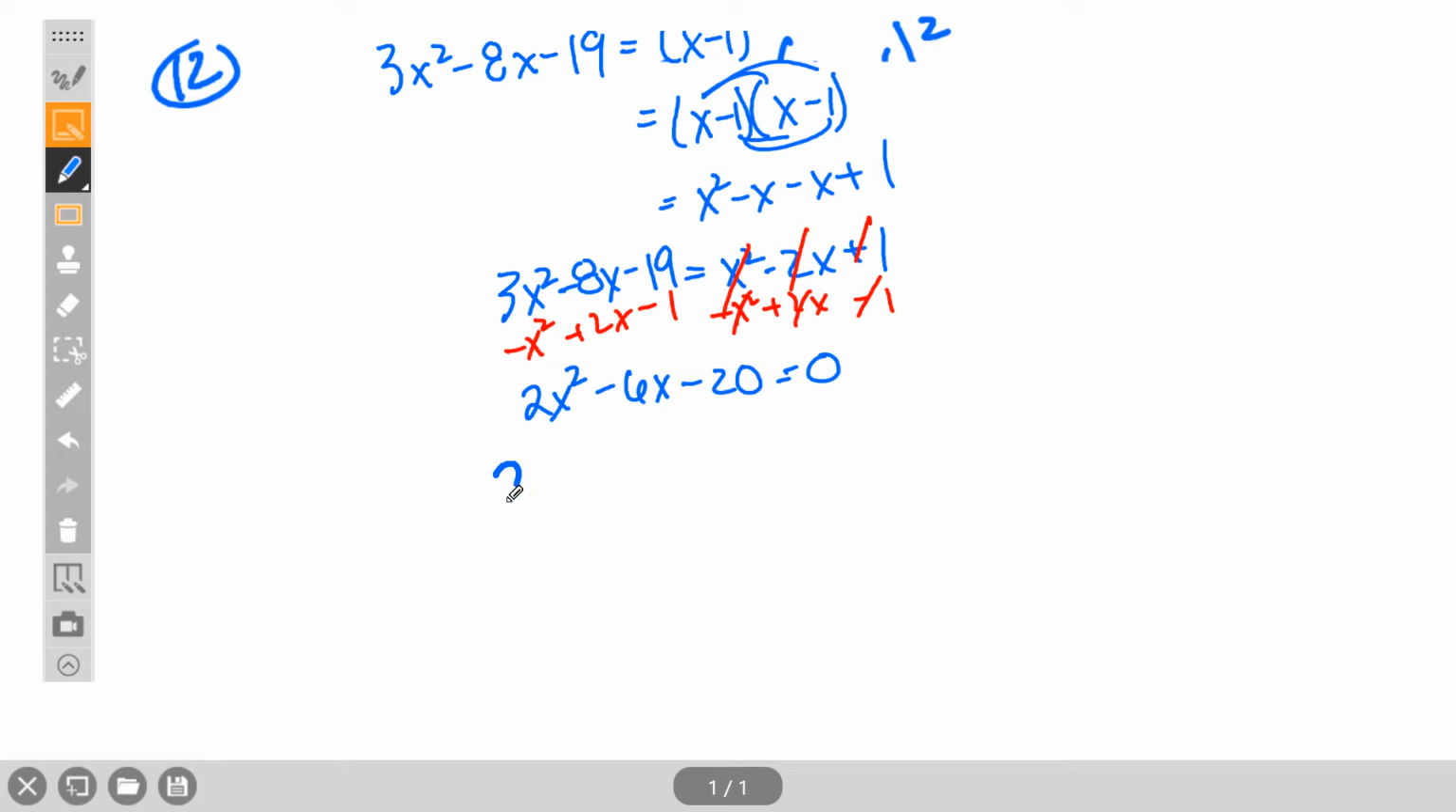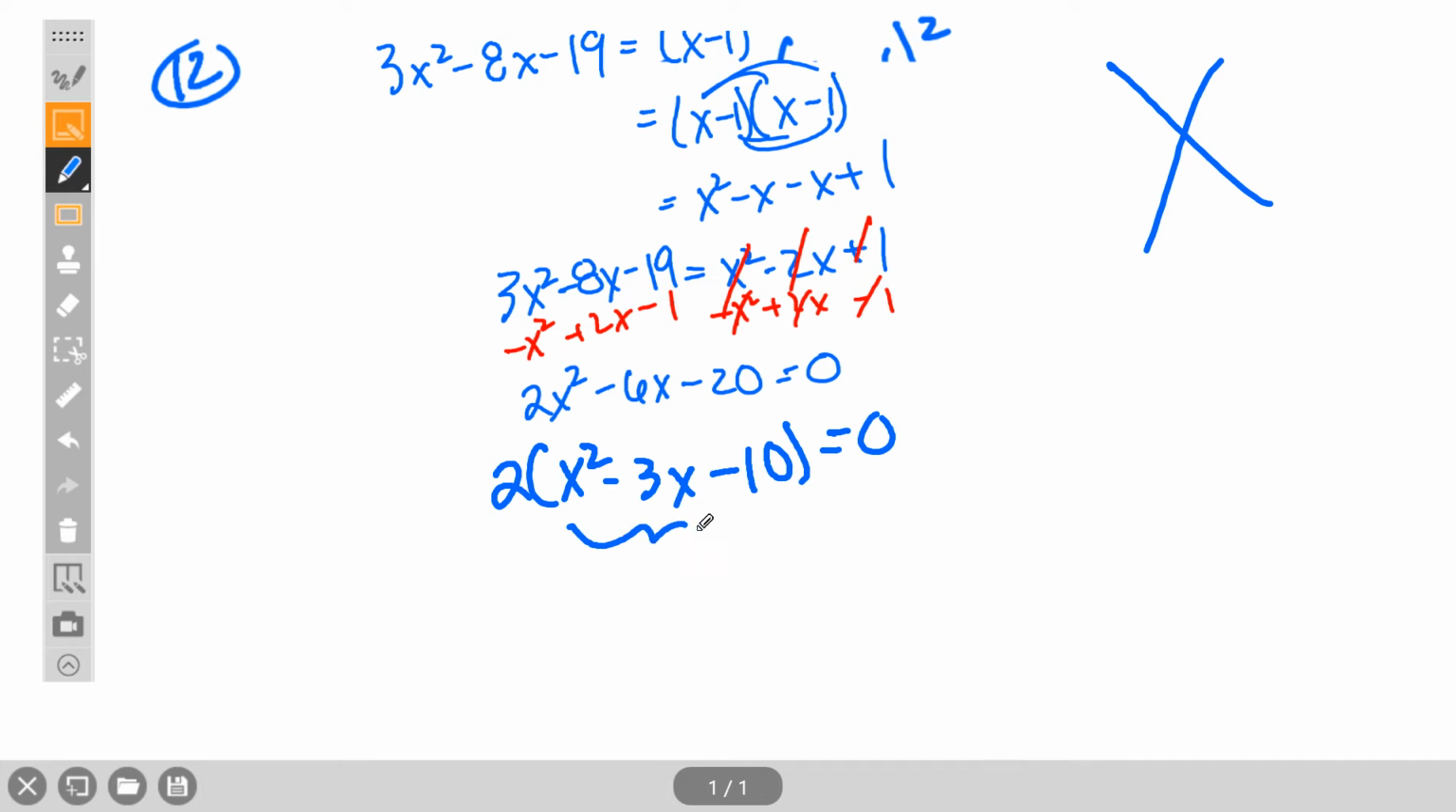Now I need to factor this. I'll start by factoring out the GCF of 2. So I've got x squared minus 3x minus 10 equals 0. And then I'll factor this right here. So a times c is negative 10, b is negative 3. So I'm looking for negative 5 and positive 2.